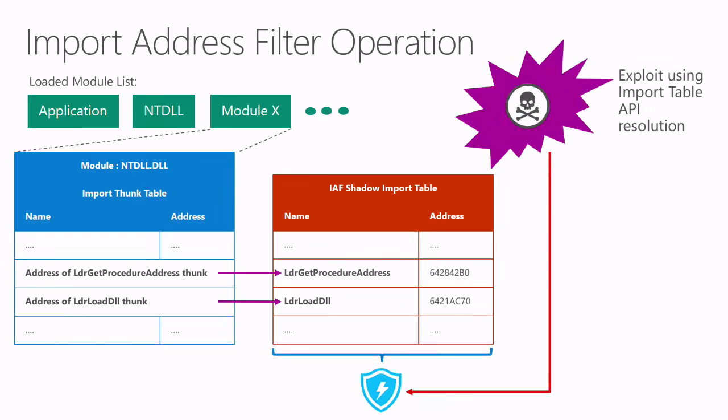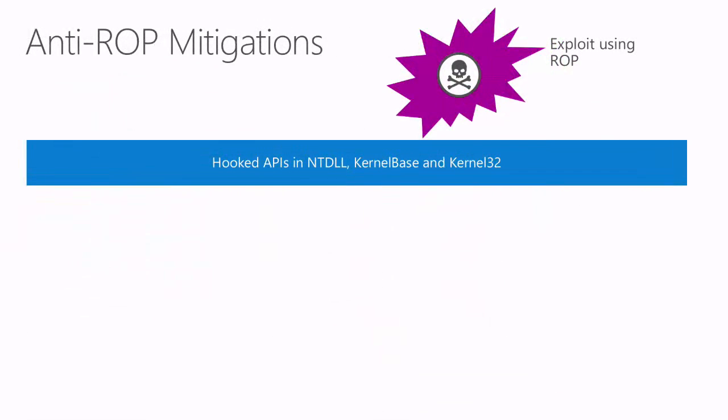So when the attacker now tries to walk the import address table and look at these strings to find APIs they want to use, they trigger that guard page, and we can then go and inspect them again the same way as we did for export address filter and block them. So that gives you an overview of how the mitigations work at a high level, but understanding what's happening under the covers.